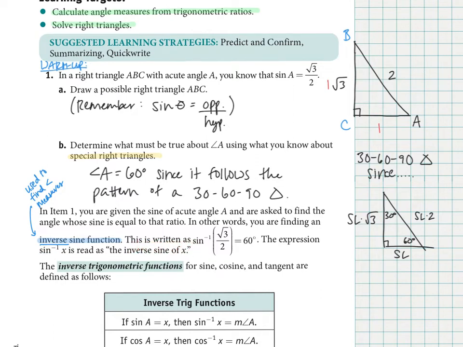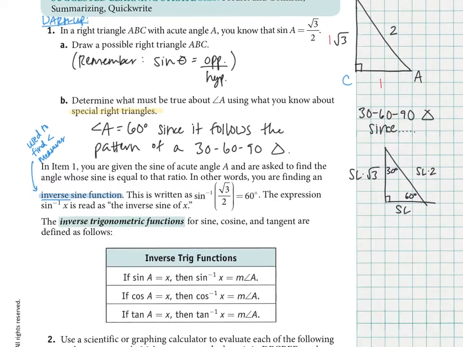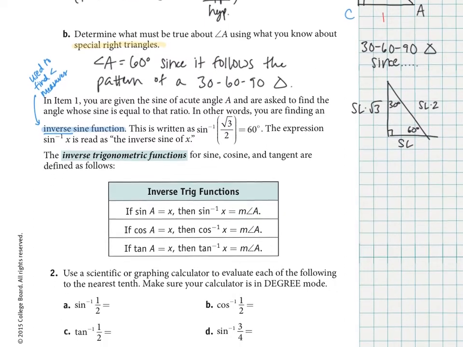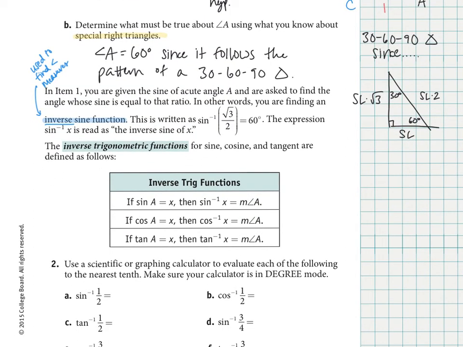Now, we can write what we just came up with above as the inverse sine of our ratio, square root of 3 over 2. It's going to equal 60 degrees. So the expression inverse sine of x is read as the inverse of sine of x, or inverse sine of x. Let's keep exploring down below to learn more about inverses and maybe how we can find these in our calculator.